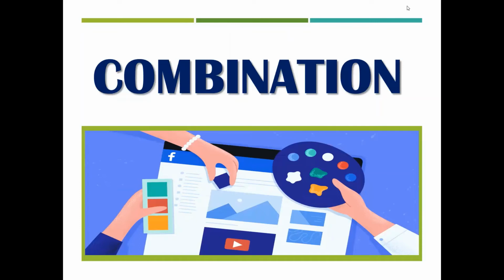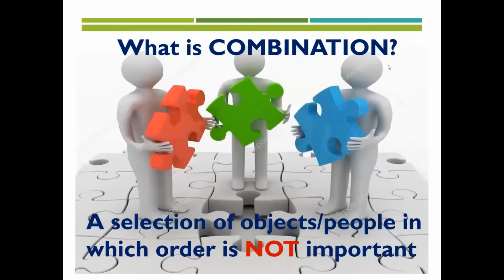So, combination. After permutation, the next is combination. And it's another special way of counting. So let's see what a combination is. It is a selection of objects or people in which order is not important.